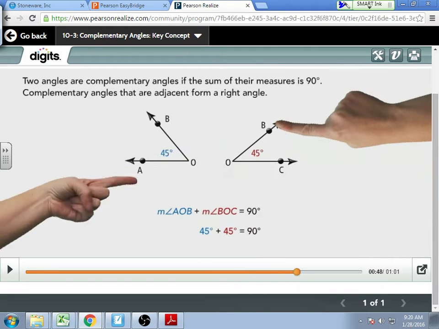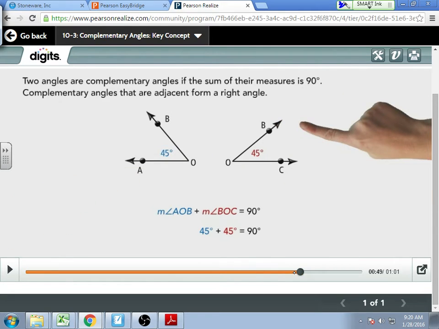And then they don't have to be adjacent to each other. They do not have to be touching. They do not have to share a vertex. They actually don't have to share anything. So all that we care about is that they sum to 90.